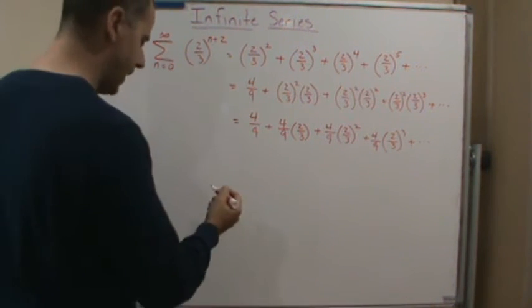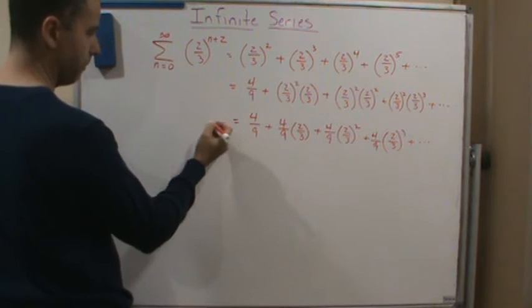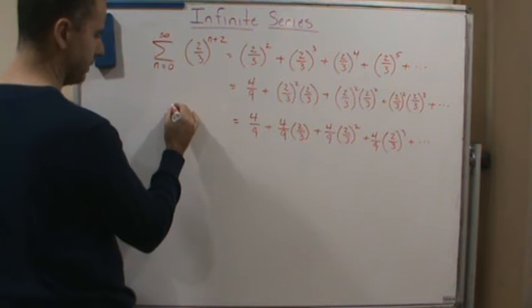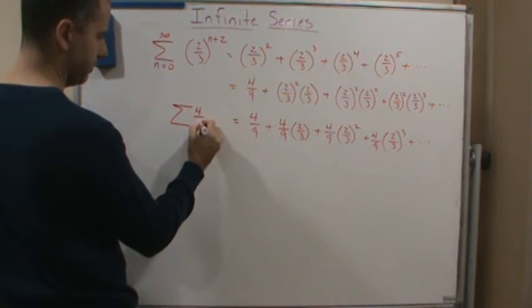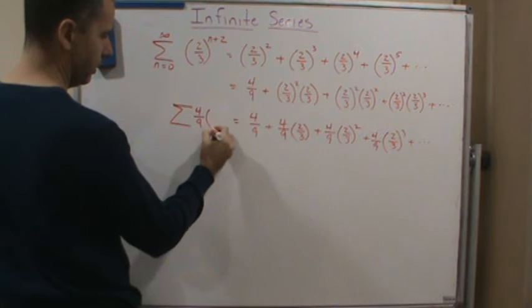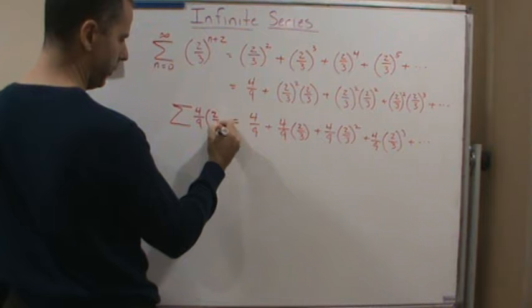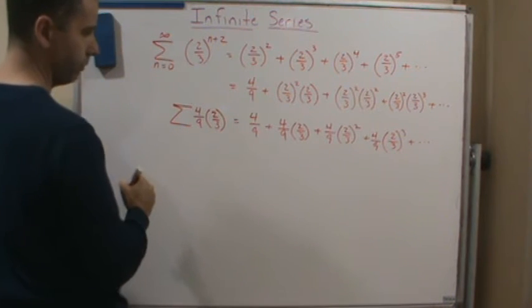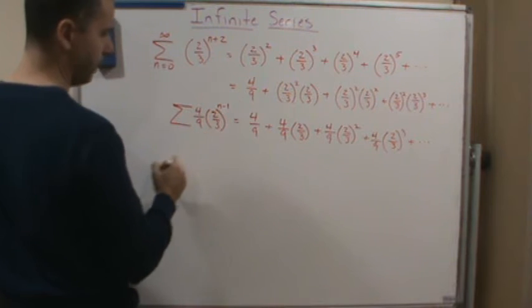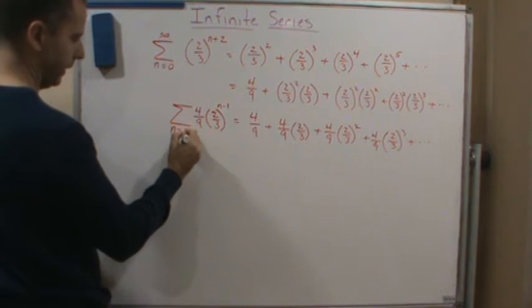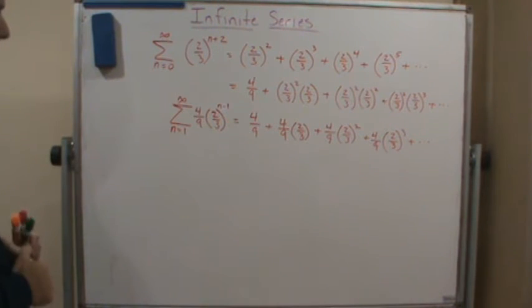But what I can do is rewrite this as 4/9 times 2/3 to the n minus 1, with n equals 1 to infinity.